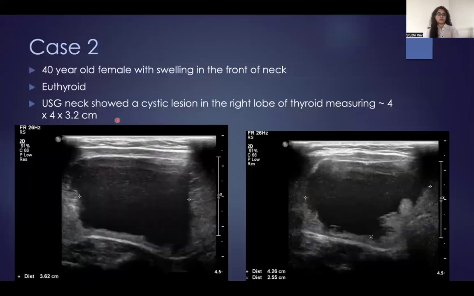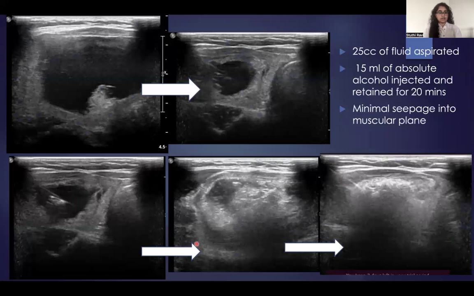Case 2 is a 40-year-old female with swelling in front of her neck. She was euthyroid. USG neck showed a cystic lesion in the right lobe of thyroid. Similarly, under ultrasound guidance, needle was placed into the cystic component and 25 cc of fluid was aspirated. Then approximately 15 cc of absolute alcohol was injected and retained for 20 minutes. Then this alcohol was re-aspirated, and post-procedurally, we see complete collapse of the cyst.